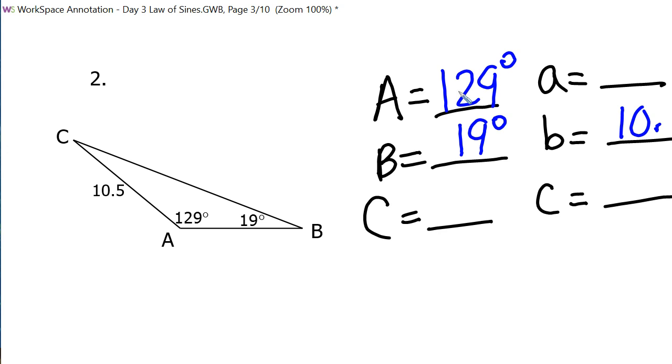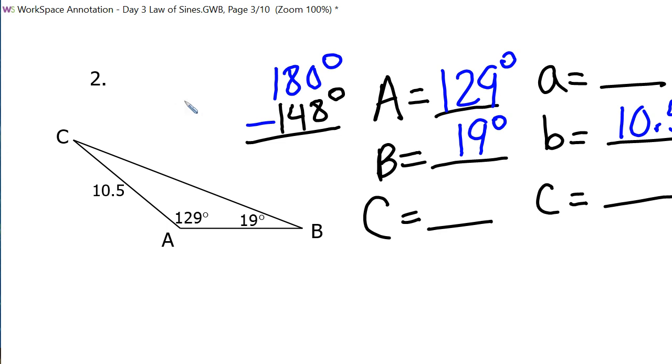Now, that third angle would be the fastest one to find. We know these angles add up to 180 degrees. And what's 129 plus 19? 148. So what's 180 degrees minus 148 degrees? 32 degrees. So there's one answer. 32 degrees for angle C. Now to find side A, I have to use the law of sines. I cannot use SOHCAHTOA. I cannot use Pythagorean theorem because this is not a right triangle. So I have to use law of sines here.